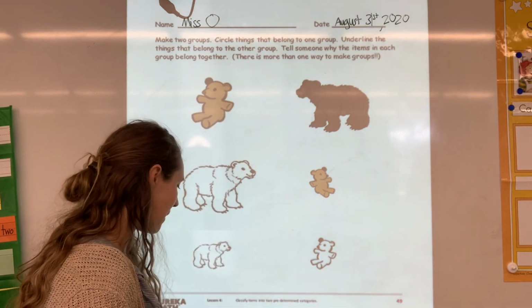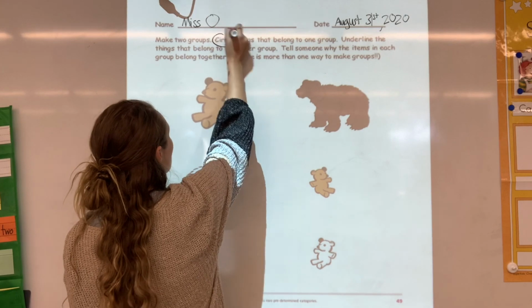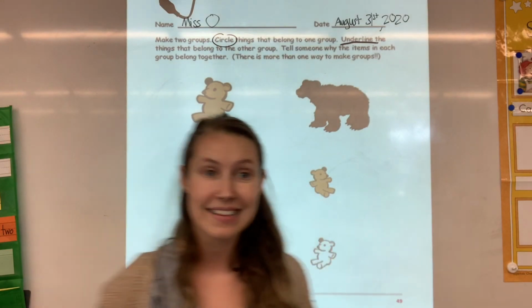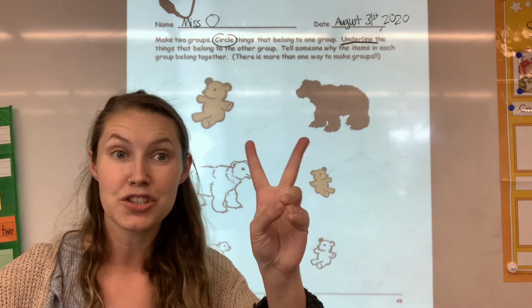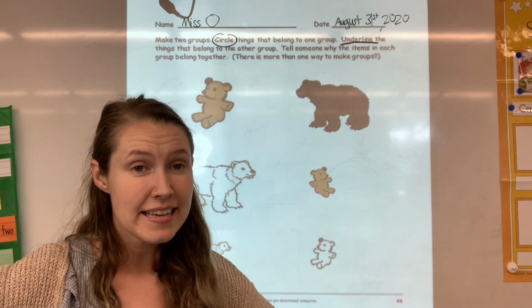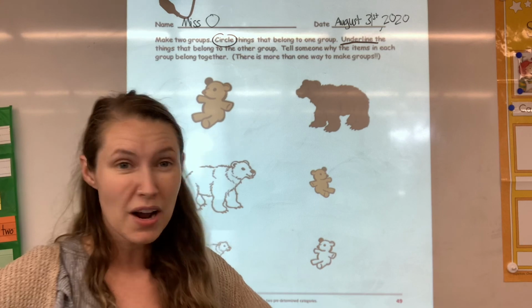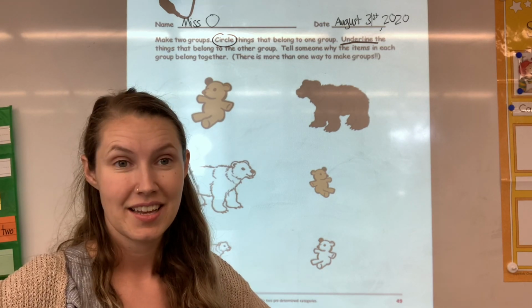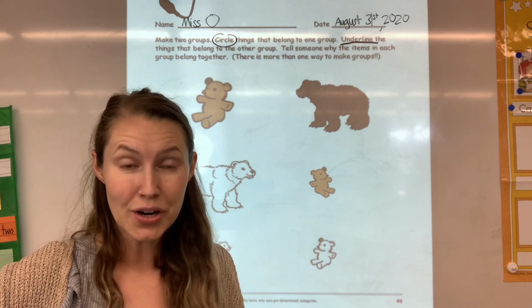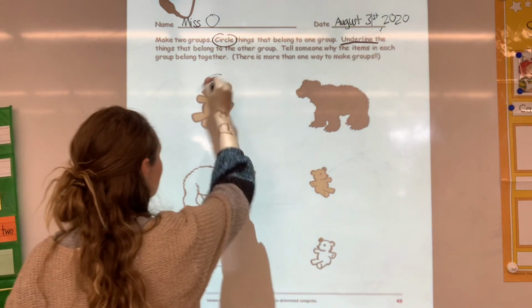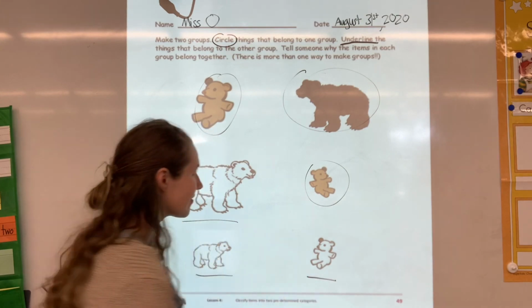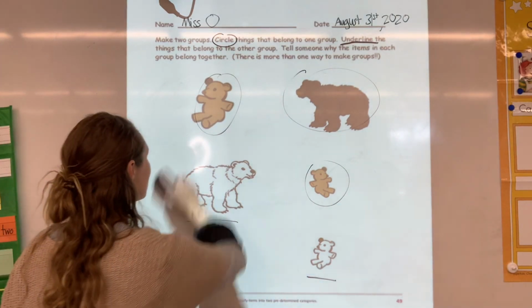So I'm going to give you an example here. It's telling me to circle things in one group and underline in the other. So we're going to be organizing this page of bears into two groups. Now, I could do this in a couple different ways. I see some big bears and small bears, but I also see some brown bears and white bears. I think I want to do it by color. So I'm going to circle all the brown bears and underline the white bears. So that's one way you could do it.